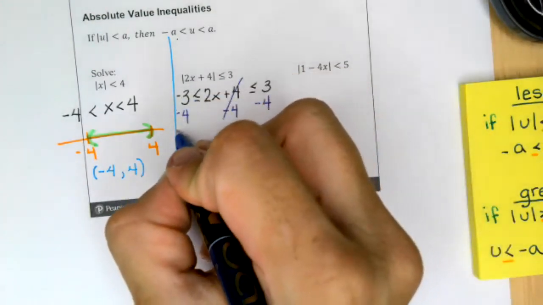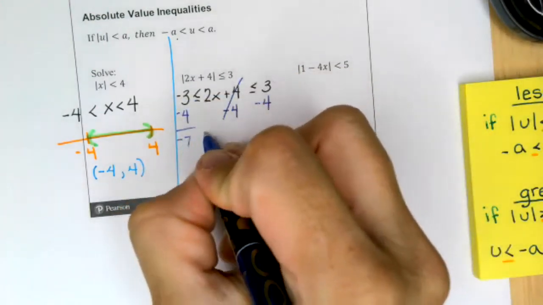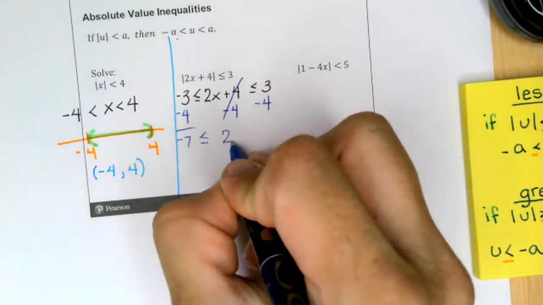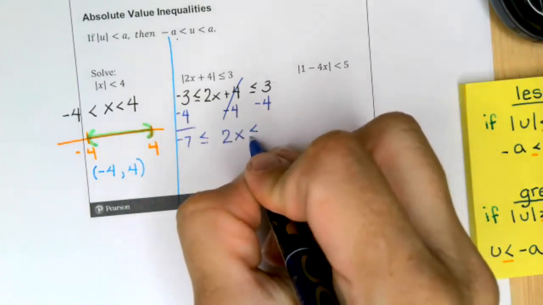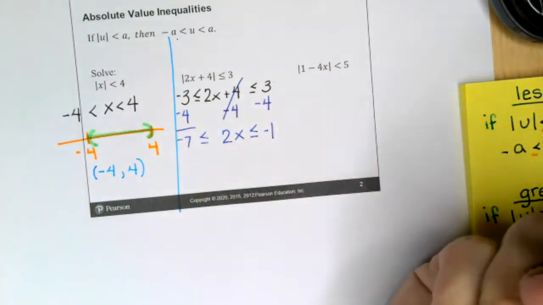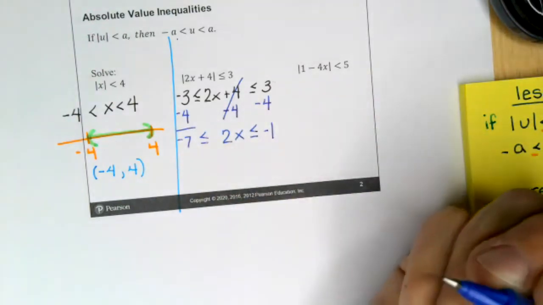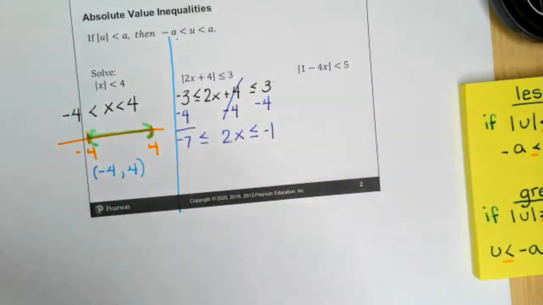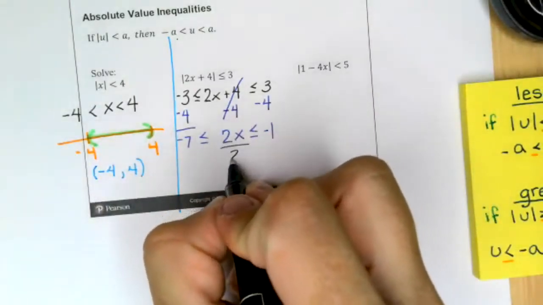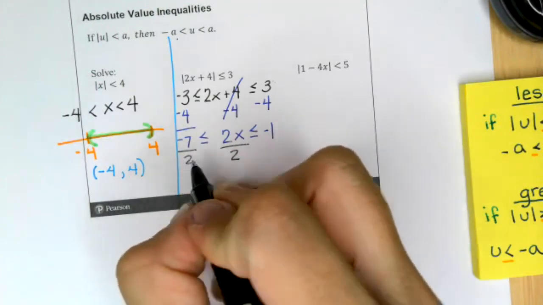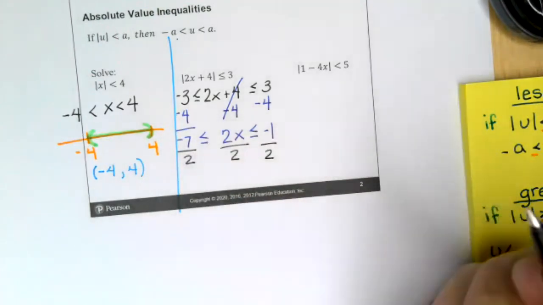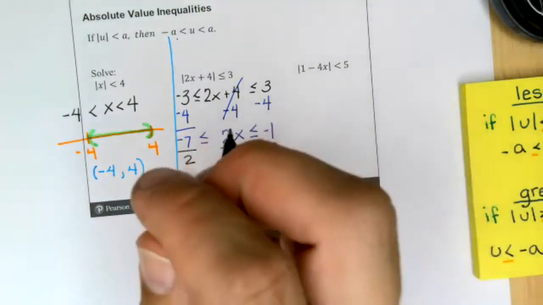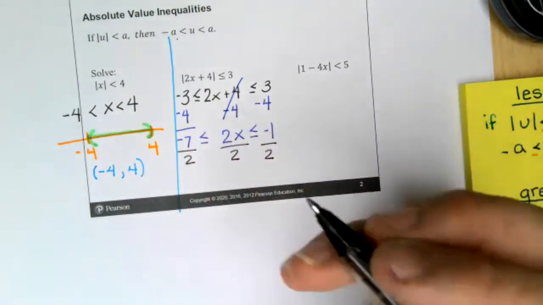-3 minus 4 is -7. This is 2x, and this is -1. One more step. I'm going to divide by 2. Anything I do to the middle, I have to do to either side, so I did it 3 times. These don't really reduce.